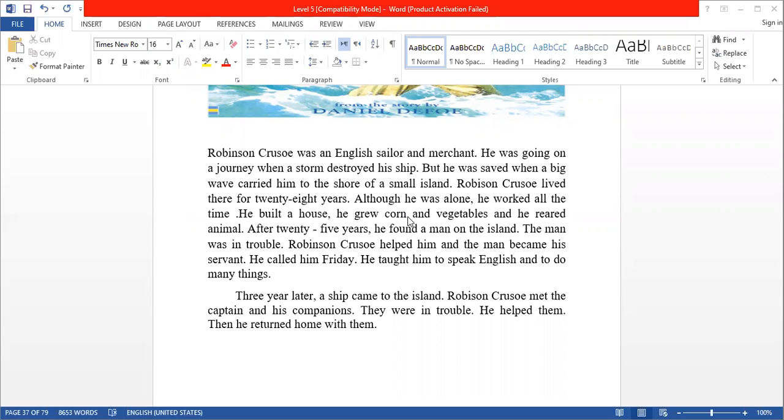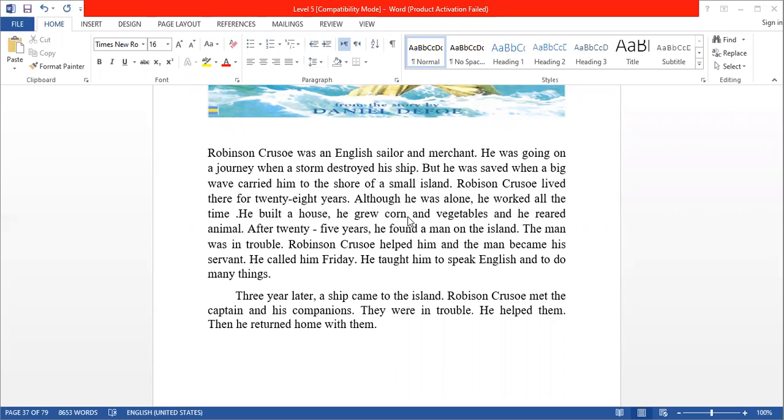And vegetables. So vegetables are plants or parts of plants that are eaten as food, like, for example, potatoes, beans, onions, tomatoes, all types of vegetables. And he reared animals. To rear means what? To take care of young animals until they are fully grown. He reared animals.